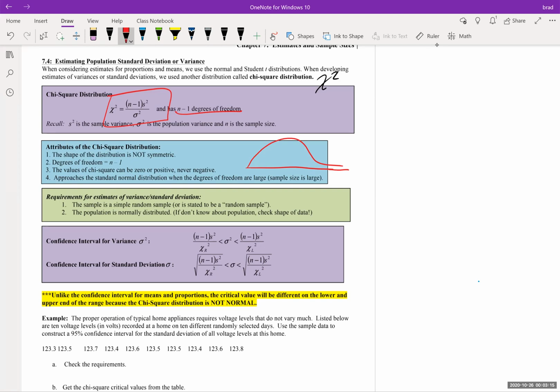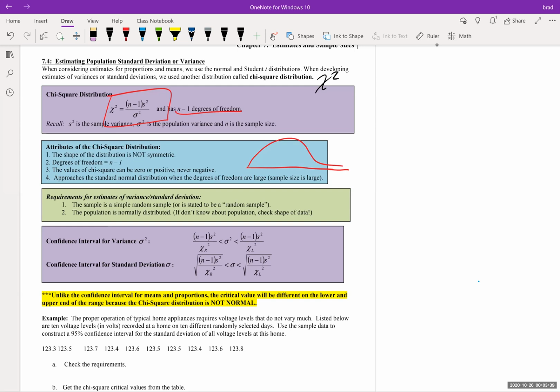Okay, so requirements for the estimates of variance and standard deviation. The sample is a simple random sample. That's pretty standard for us. The population is normally distributed. If you don't know about the population, check the shape of the data. In general, they give us some information. Moving on in later sections, we're going to start working with other stuff.